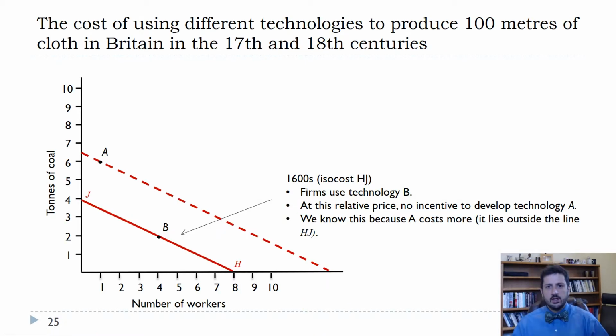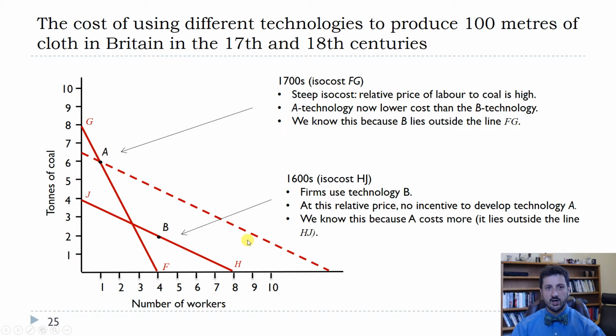So in the 1600s, we can think of our model as describing what was going on in Britain when the price of coal was relatively high and the price of labor was lower. Firms were using technology B, their lowest cost alternative. We know that point A would cost more, so even if that technology existed, firms wouldn't have used it. It's a bit of a chicken and egg question, but the fact is that the technology didn't exist and then firms didn't use it. But then when the price of coal falls, now there is an incentive to use technology A.